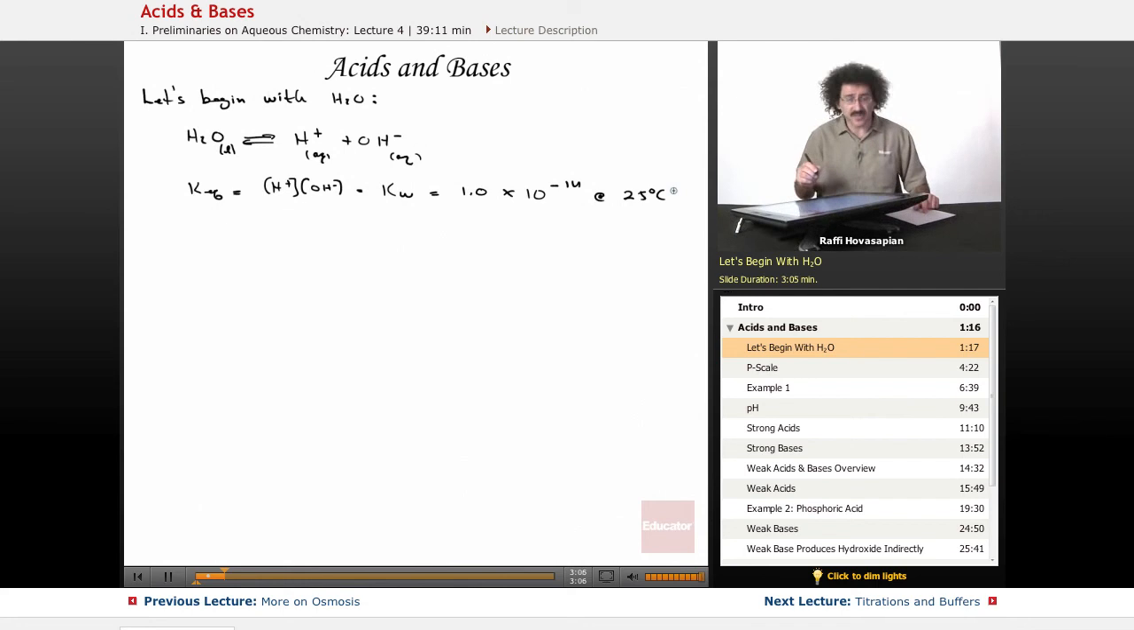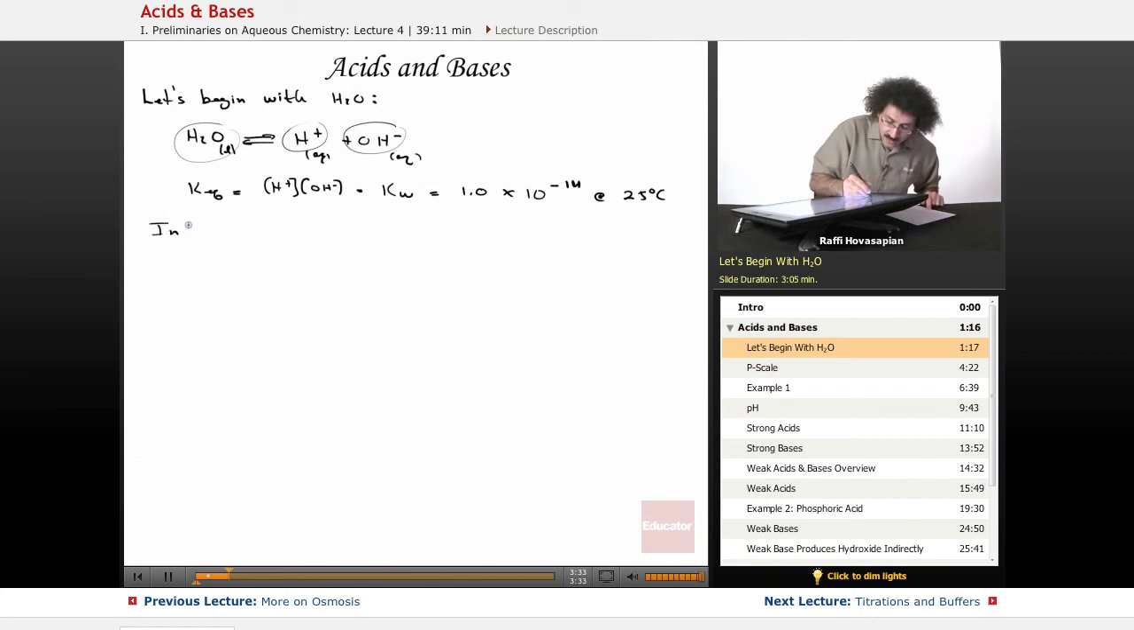So at 25 degrees Celsius, this ion product constant, this dissociation constant for water, happens to be 1.0 times 10 to the negative 14. That's a very small number. What that's telling you is that most of it stays as water, but a little bit of it, very little, dissociates into that. Okay, that's it. So this is a very important relation.